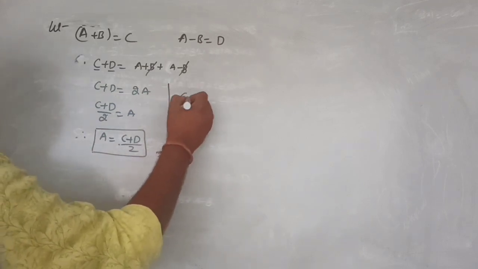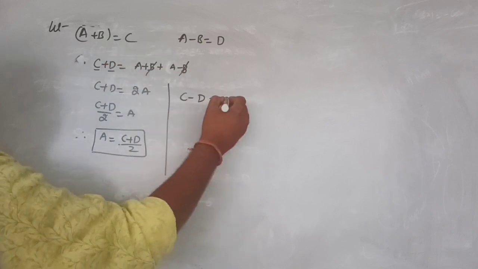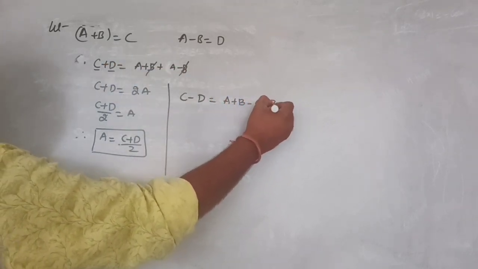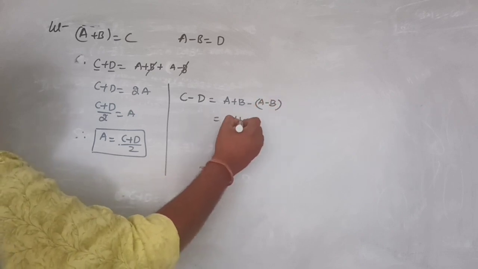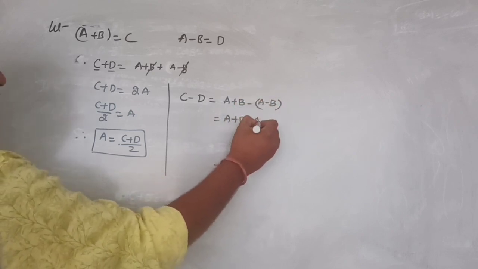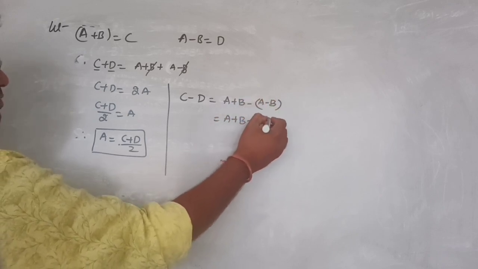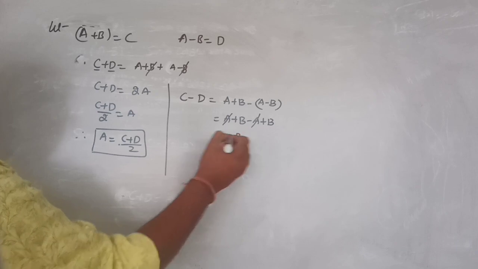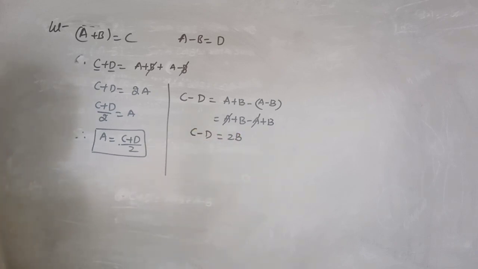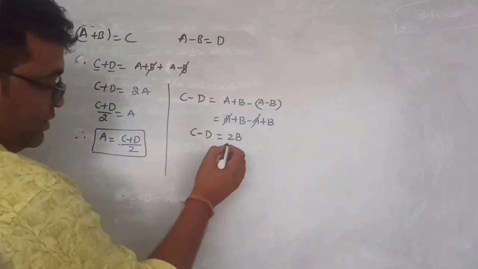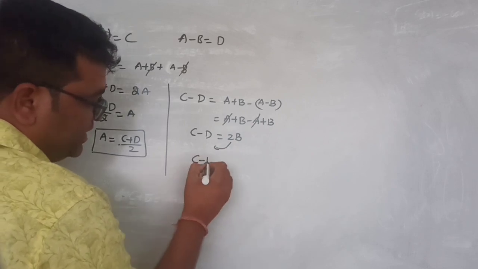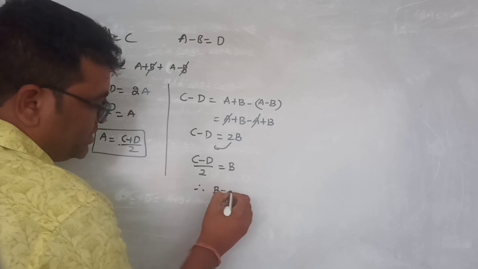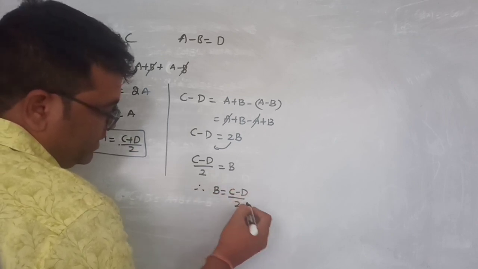And here c minus d. C value is a plus b minus d value is a minus b. A plus b minus into a is minus a, minus into minus plus b. So plus a minus a cancel, we will get 2b. C minus d is equal to 2b. Then taking 2 to the left hand side, c minus d by 2 is equal to b. Therefore b is equal to c minus d by 2.